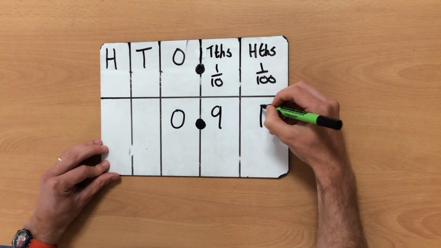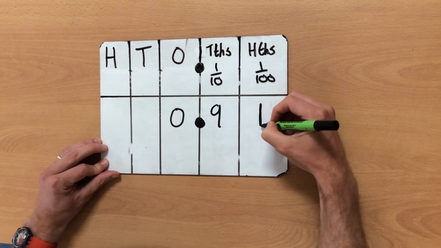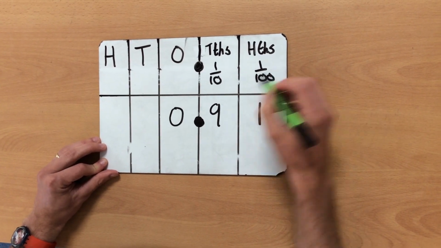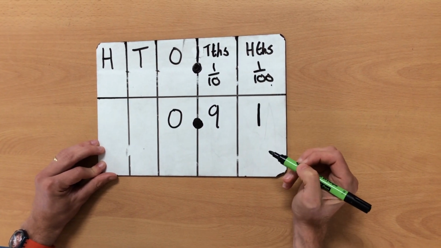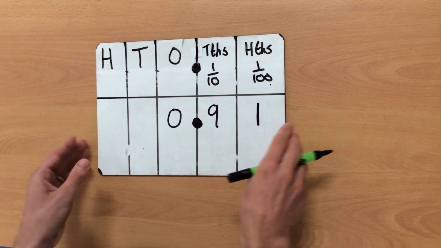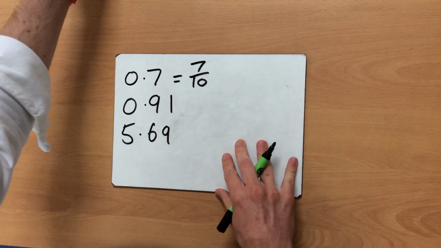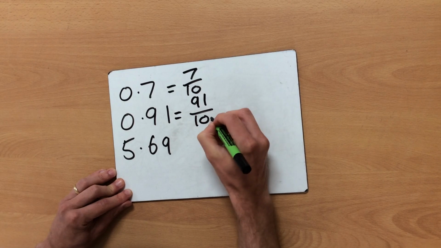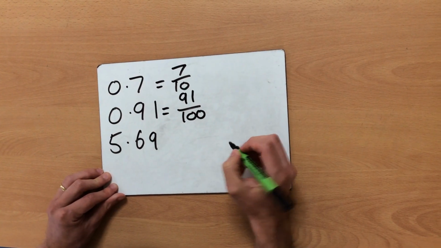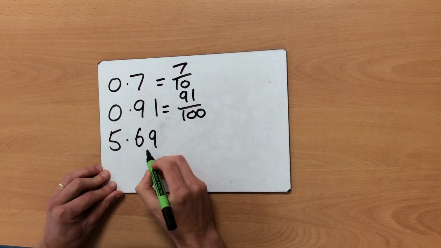And actually, the answer would be 91 hundredths because the 1 is in the hundredths place value. That's the one that's furthest away from the decimal point, so I would always revert to this place value. So the answer to this would be 91 hundredths. So I'm going to go back to my other whiteboard. 91 hundredths.